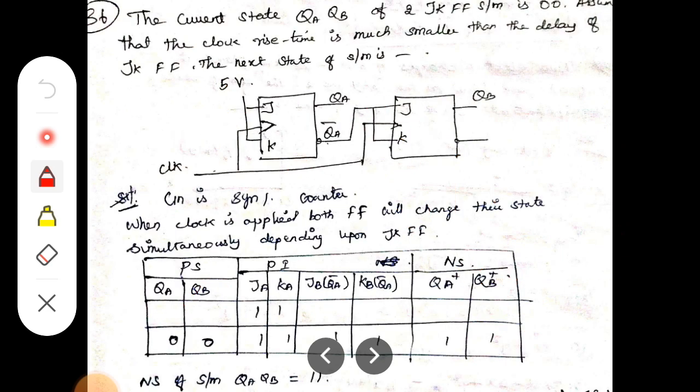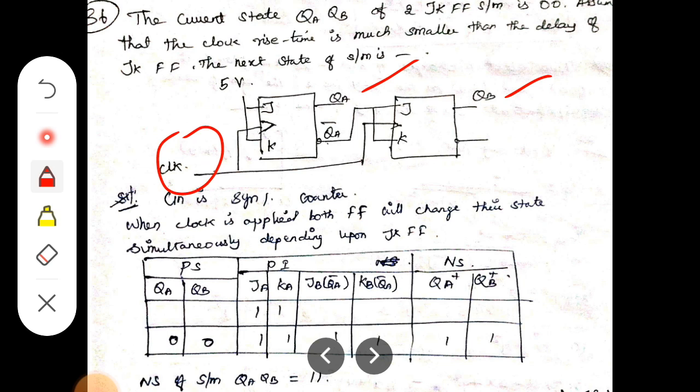Next problem: the current state QA QB of a two JK flip-flop system is 0 0. Assume that the clock rise time is much smaller than the delay time of the JK flip-flop. What is the next state of the system under this condition?